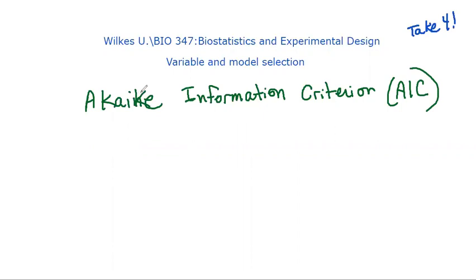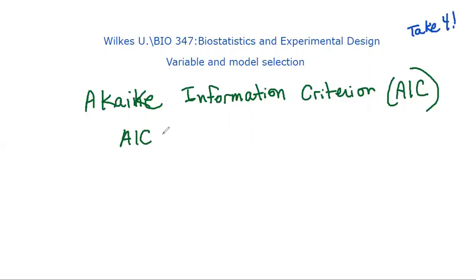AIC is named after a Japanese statistician, Hirotugu Akaike. He was born in 1927, and rumor has it he came up with AIC while riding on a train to teach. I don't know how true that is, but it makes for a good story. Let's get into what AIC is and how we can use it.